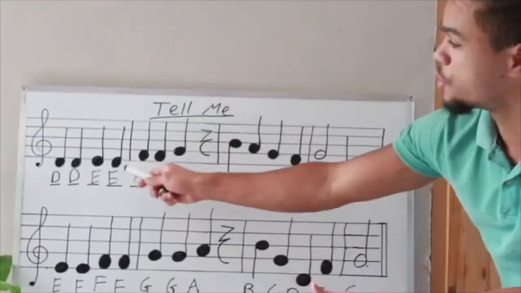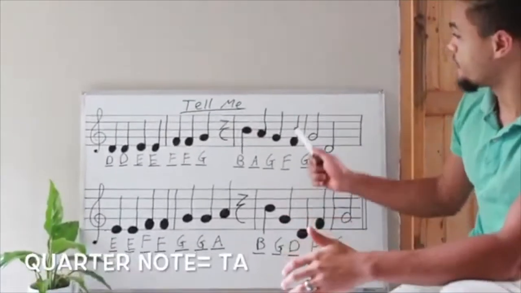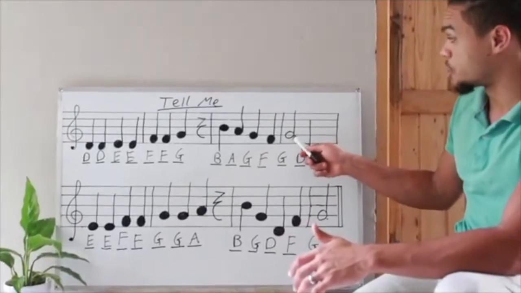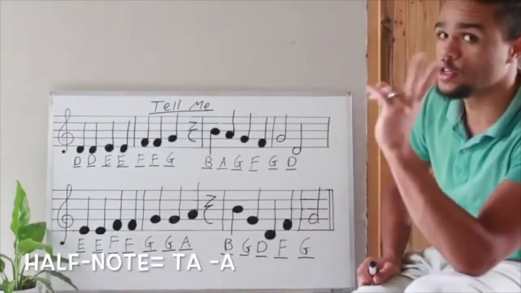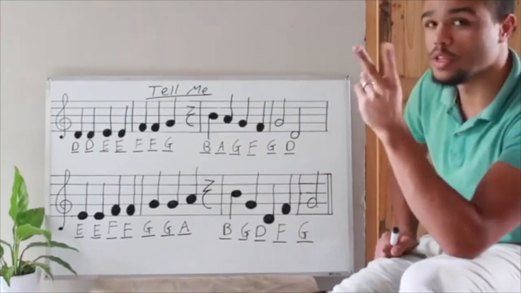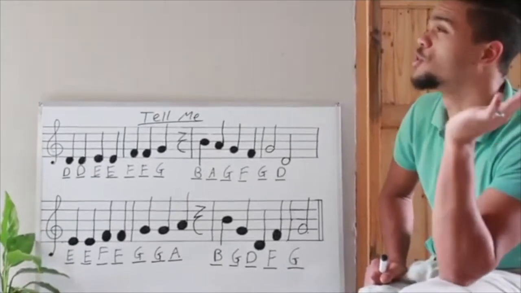If you can't see through it, that means it's a quarter note, and that means it gets ta. If you can see through it and it does not have a dot, that makes it a half note, and it gets ta-a, two beats. Quarter note, one beat. Half note, two beats. You should have that in your mind. You should be dreaming about half notes and quarter notes all day long.